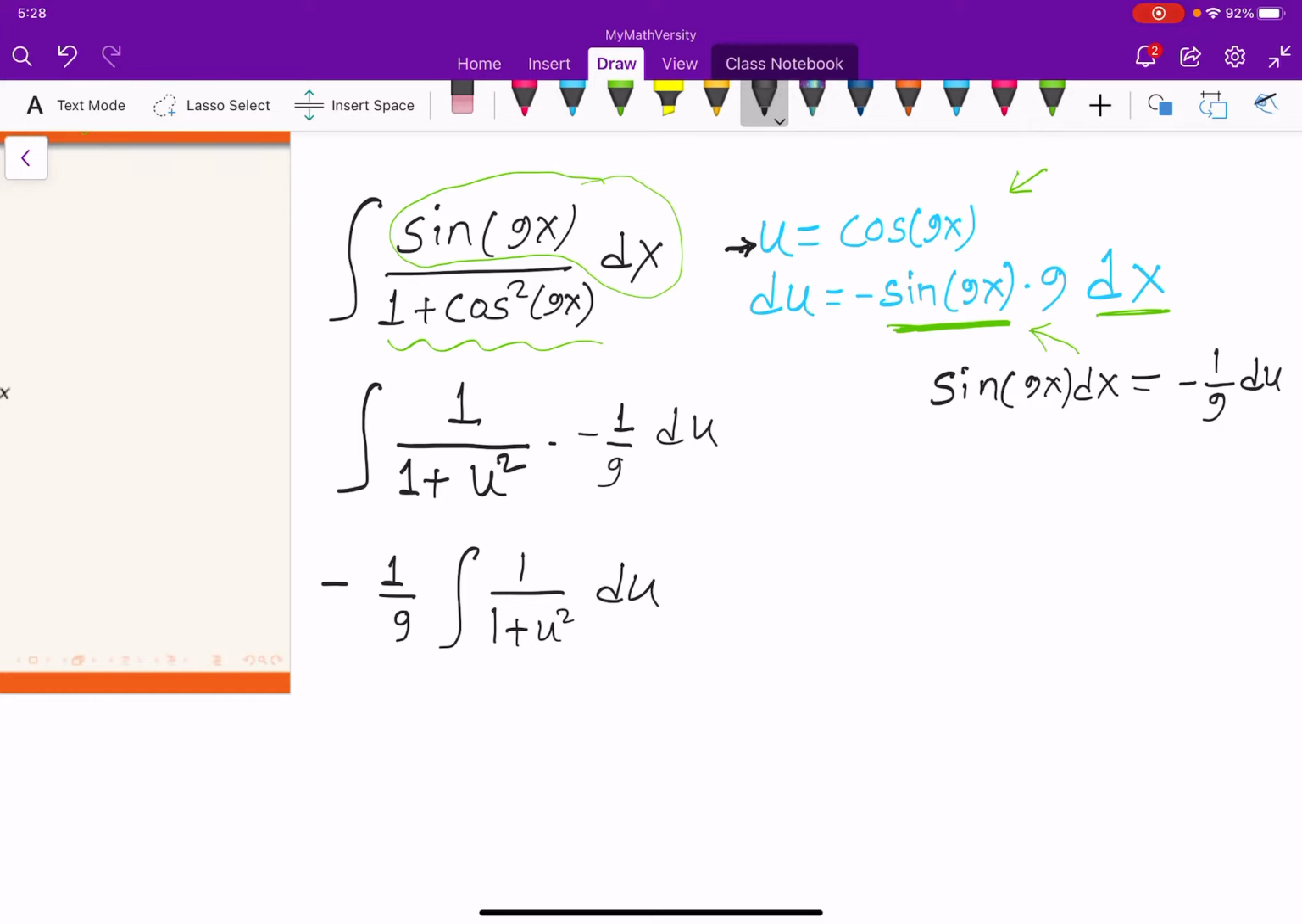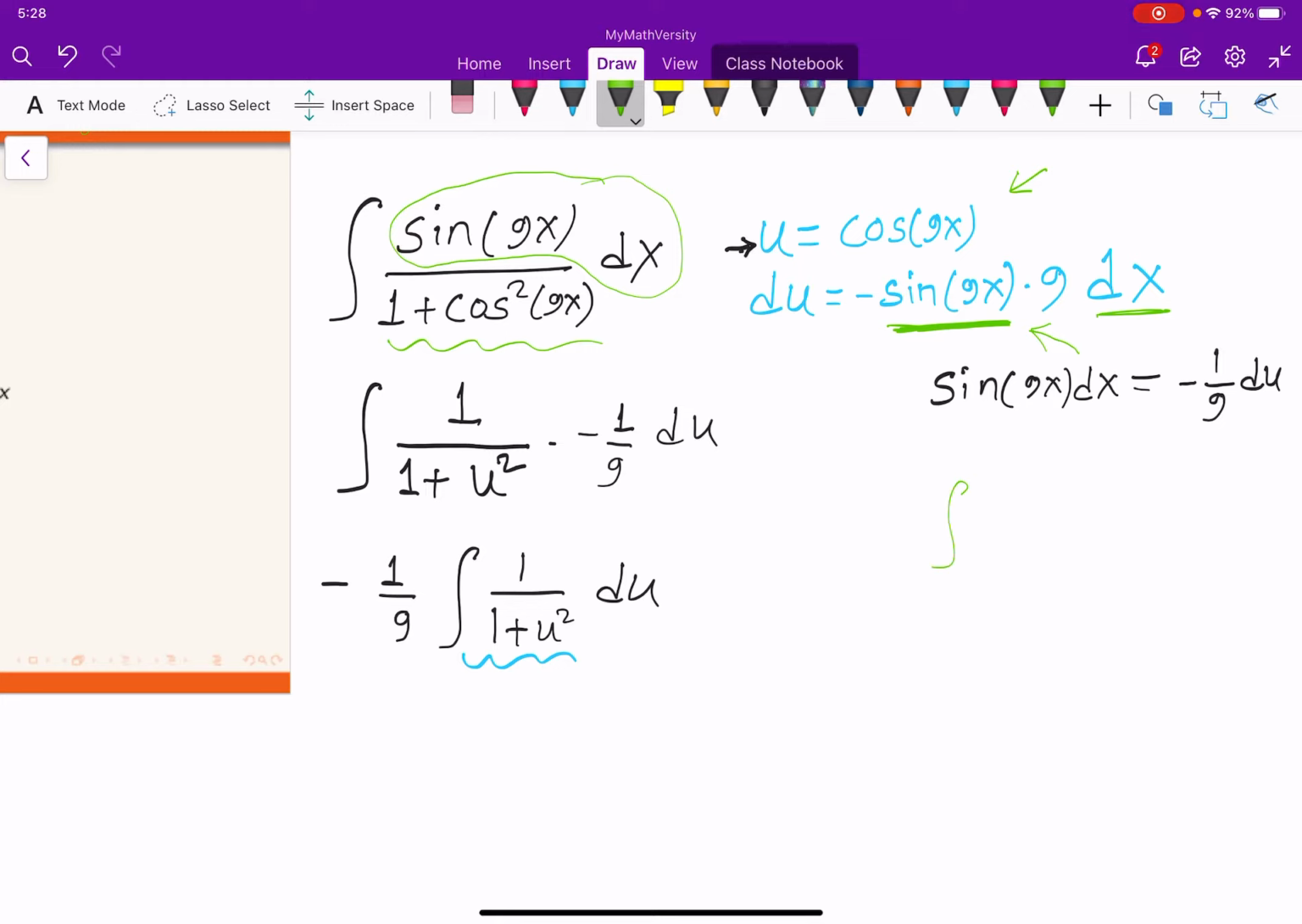And what can we do here? This looks like an integral that we know, with a corresponding formula. If you recall, the derivative of the inverse tangent, that was something like what?